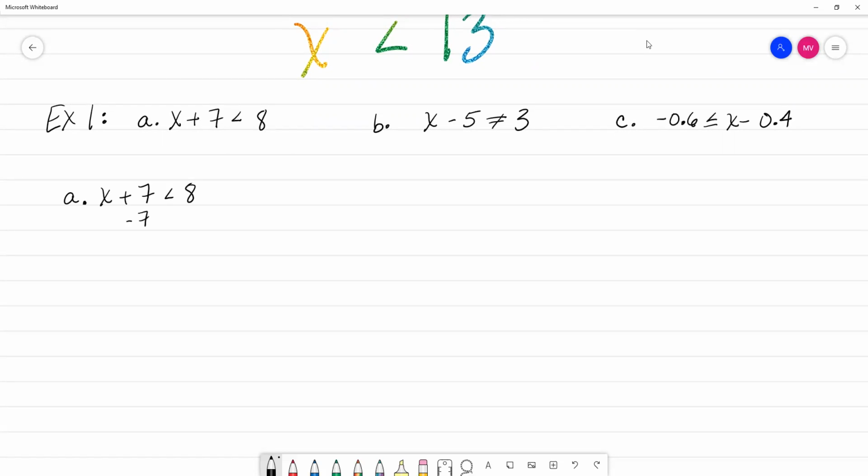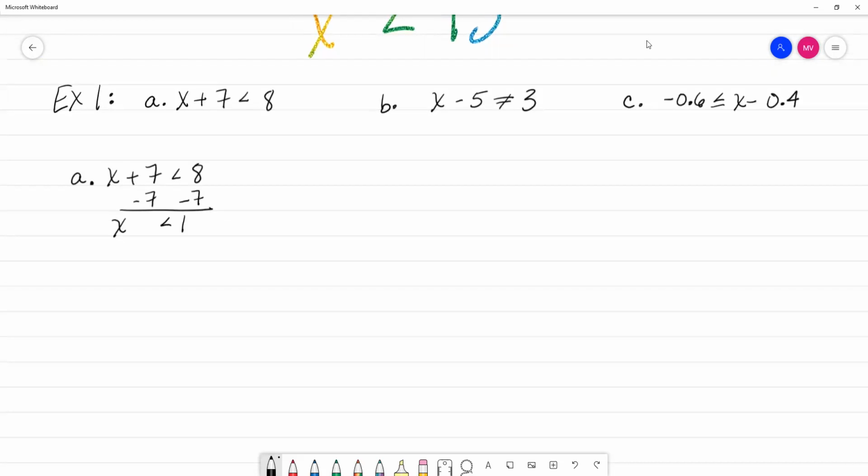Right. So the opposite of addition is subtraction, or we are adding the opposite number, and the opposite of a positive 7 is a negative 7. Think of it either way, same difference. So we have x that cancels itself out, and you're left with x is less than what? Right. As long as x is less than 1, then it's going to make this a true statement, the inequality. So you draw your number line.